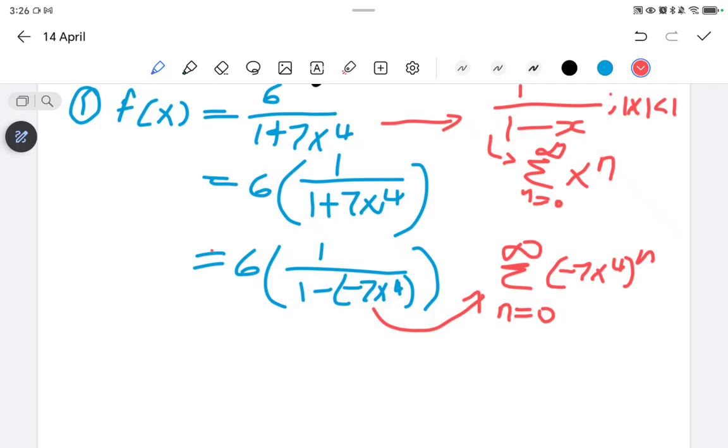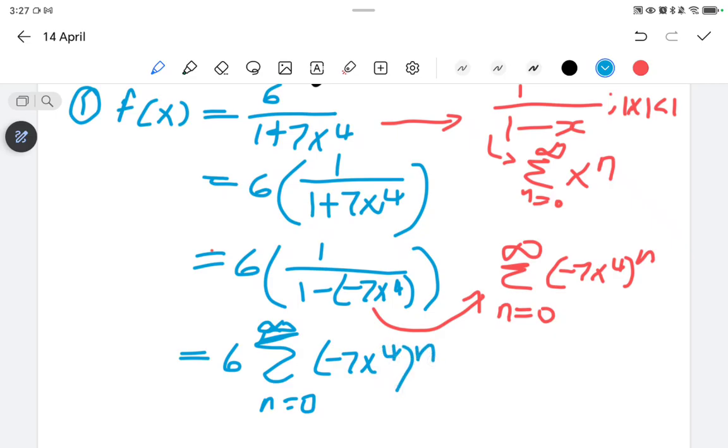I'm sure we agree with this. So it means that this should be equal to 6 times the summation from n equals 0 to infinity of minus 7x to the 4, to the n. You see, right? This is provided that the absolute value of minus 7x to the 4 is less than 1. So it means that this will converge for this. I'm sure this simplifies the question, where we were able to put it into the power series representation.